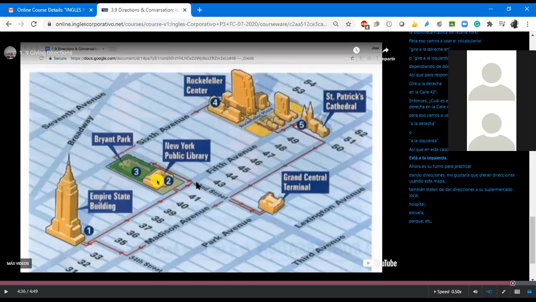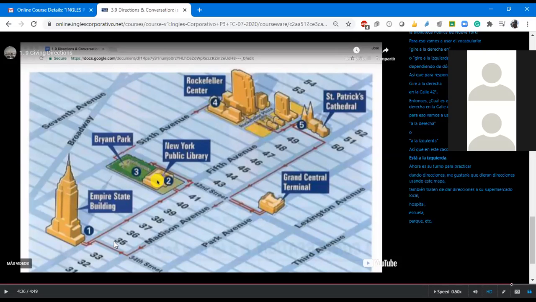And now, and go down. Turn? Fifth Avenue. Turn left or turn right? Turn left. Okay, turn left. Go down. Turn left, go down. Go down Fifth Avenue. Okay, go down Fifth Avenue to Empire State. To 34th Street. Okay, to 34th Street. The Empire State Building is? 34th Street. On the right, right? Okay.